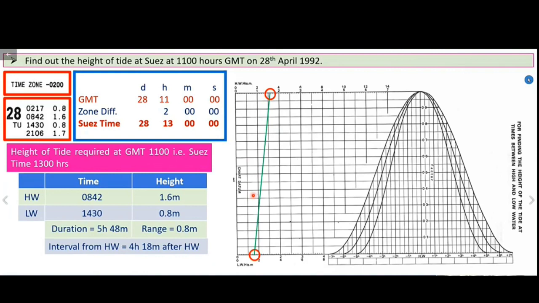Sir, the thing is there are two scales mentioned above, for the high water and low water. So which one do we have to choose? Sir, 0 to 2 and the below one is 0 to 1. Right. So sir, which one do we have to use?